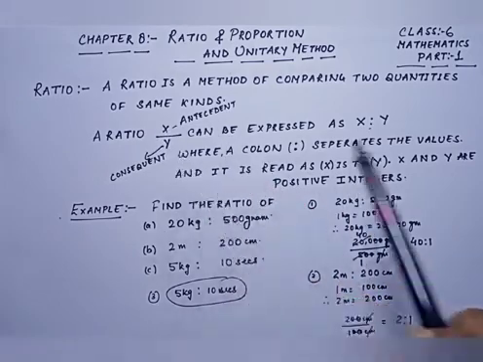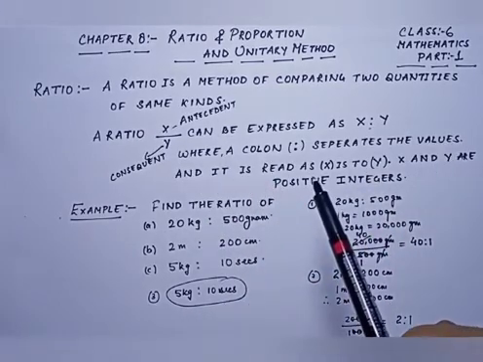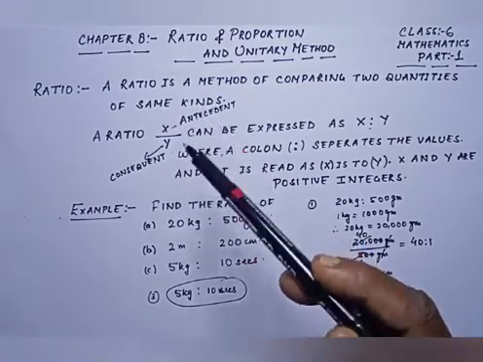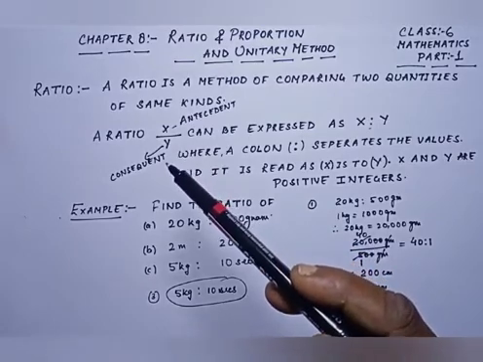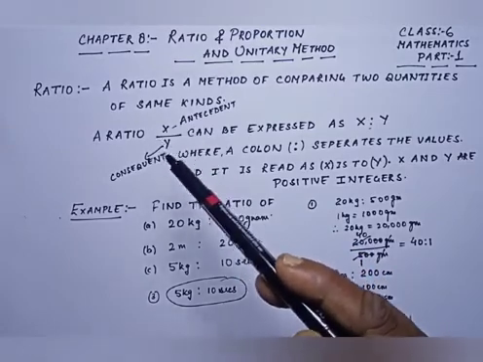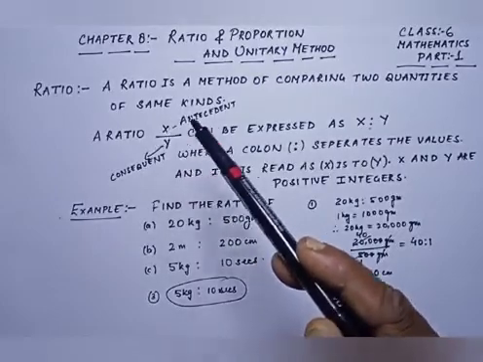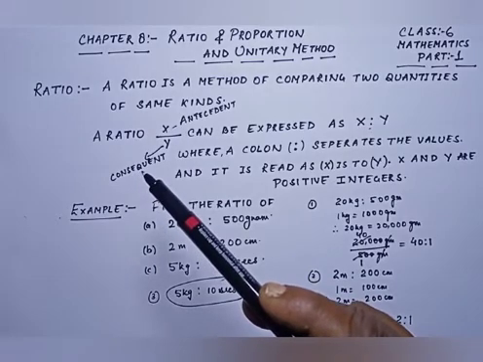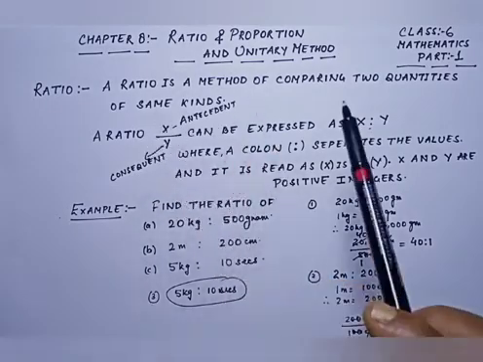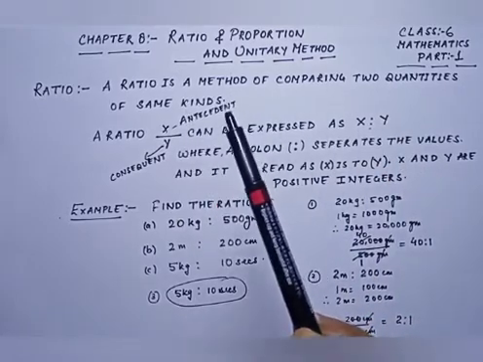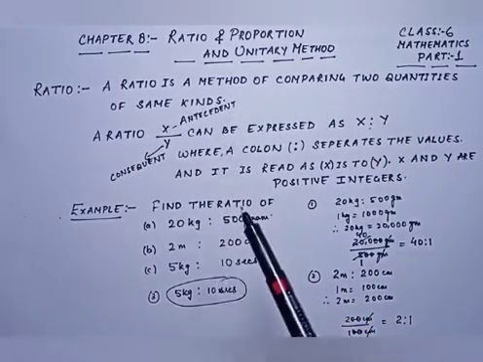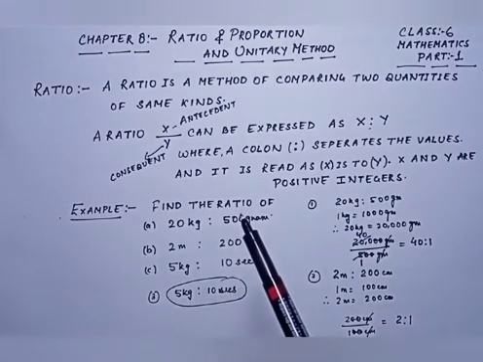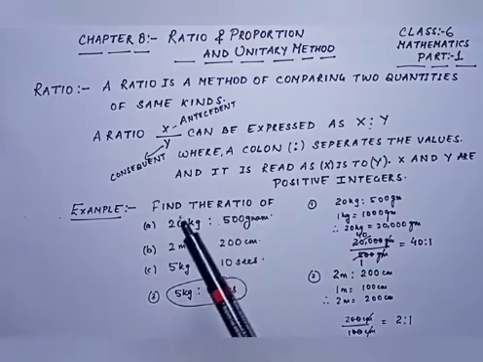Over here x and y both are positive integers. In a fraction, if we talk about x upon y, x is a numerator and y is a denominator. But in a ratio, x upon y has been given a special name. So x is called the antecedent and y is called the consequent. Now, as we all know, a ratio is a method of comparing two quantities of the same kind. So if a ratio is given to you, then both quantities should be of the same kind. Only then can we compare them.